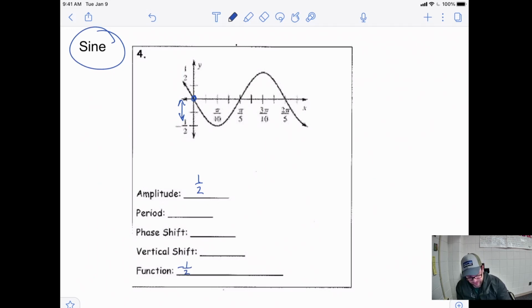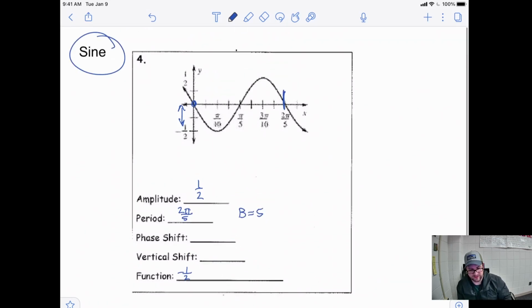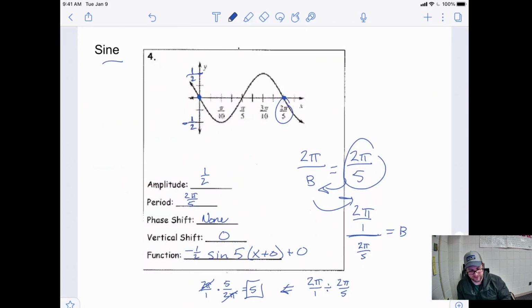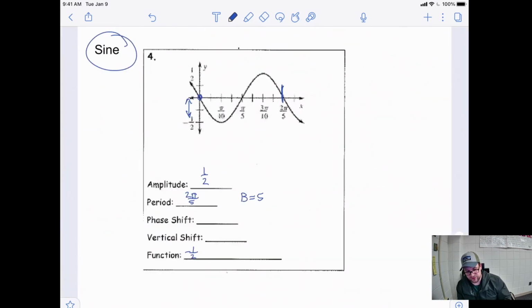It looks like our period is 2 pi over 5 again. And I think that meant our b value was equal to 5 in the last problem where we saw this graph. Yep, the b value ended up being equal to 5. So you can go back a few slides to see how you solved that. As a reminder, this one did not have a phase shift, so we're going to say none. It did not have a vertical shift, so we're going to say none.